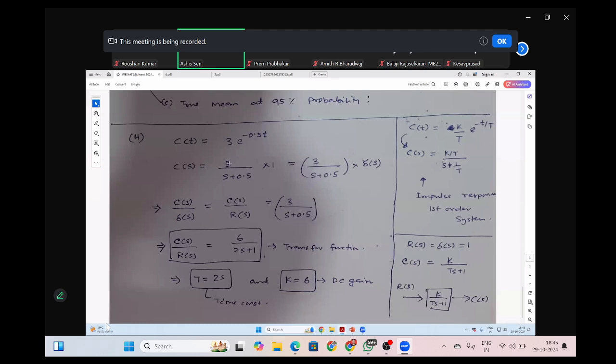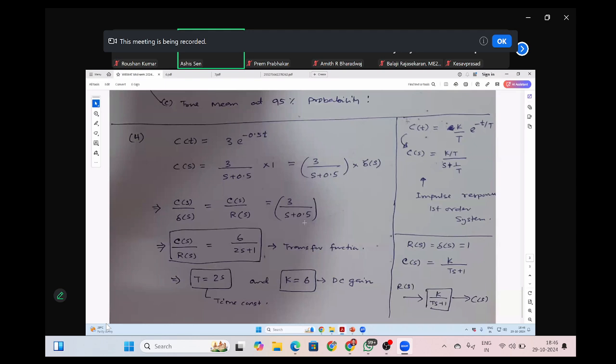So you have this in this form, K by T is 3, then s plus 1 over T is 0.5, into R(s) is 1. Or you take it as delta(s) because it is an impulse function. So C(s) divided by R(s), output divided by input in frequency domain, is basically 3 divided by (s plus 0.5). So this is basically K by T, and this is basically s plus 1 over T.